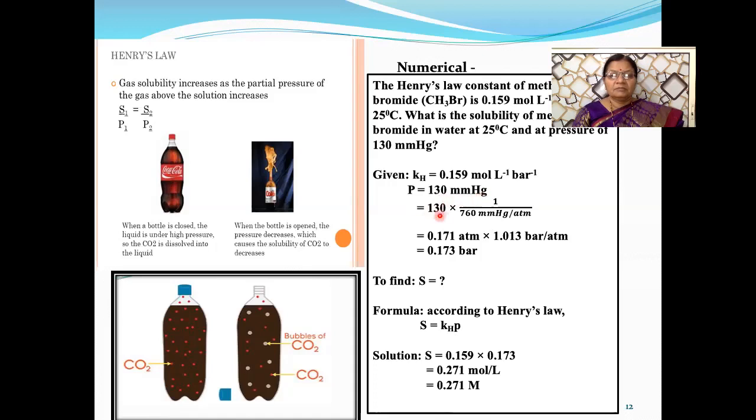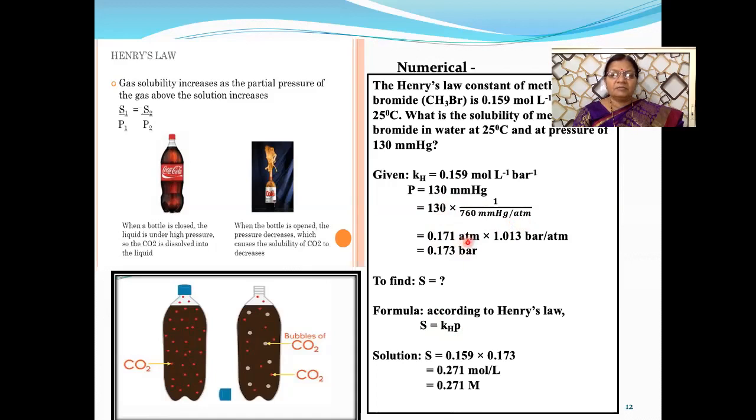Now in the relation, solubility is equal to KH into P, the pressure must be in bar, and therefore we have to convert this pressure into bar by using relations. Now 1 atmospheric pressure is equal to 760 mm, as you well know. So divide this 130 by 760. This pressure gets converted into atmosphere.